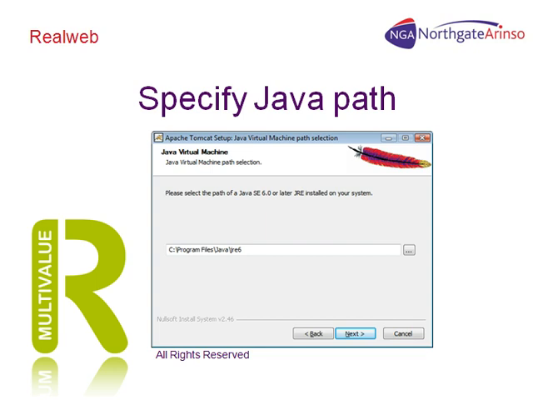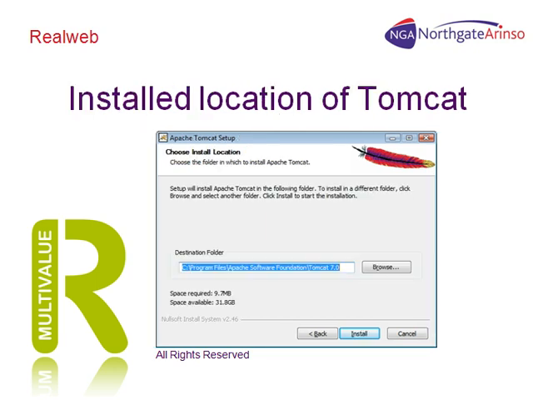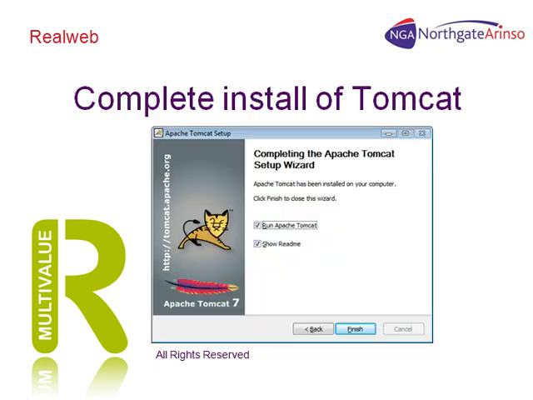You are then prompted for the location of the Java virtual machine. Next displays the location to install Tomcat. You can change the location if you wish. You are asked whether you wish to run Tomcat and view the README file. Clear the checkboxes for both of these options. Click Finish to complete the installation.